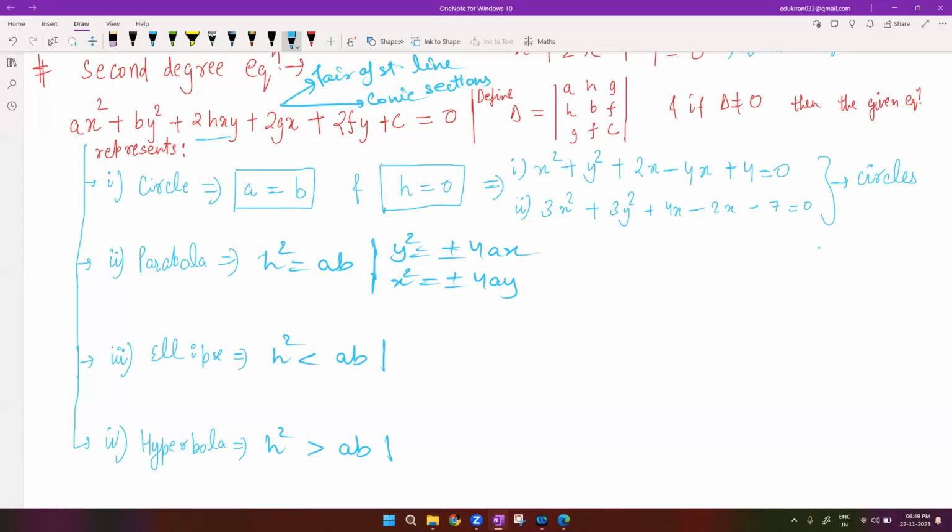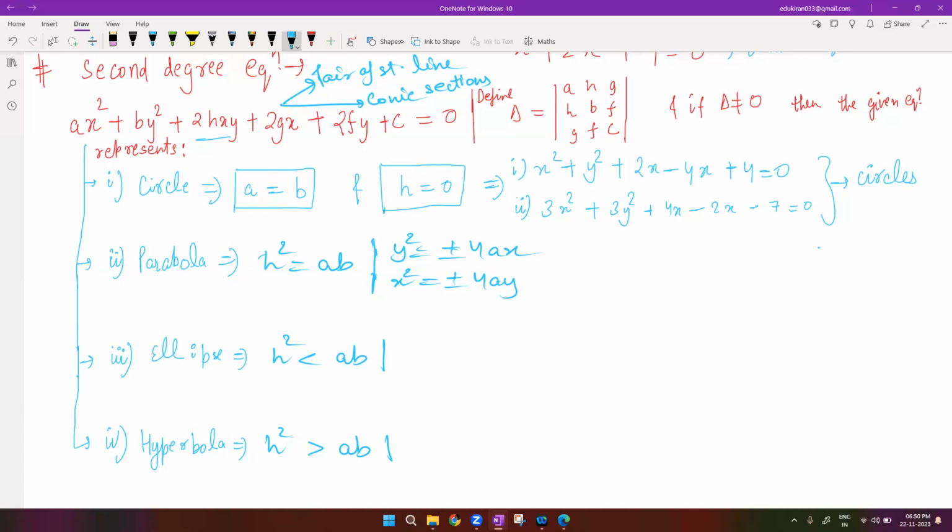I mean, a second degree equation represents what? There are multiple figures, multiple things that can happen in a second degree equation. And these are just the measurements of them, right? But we don't need this. Why did I say that?